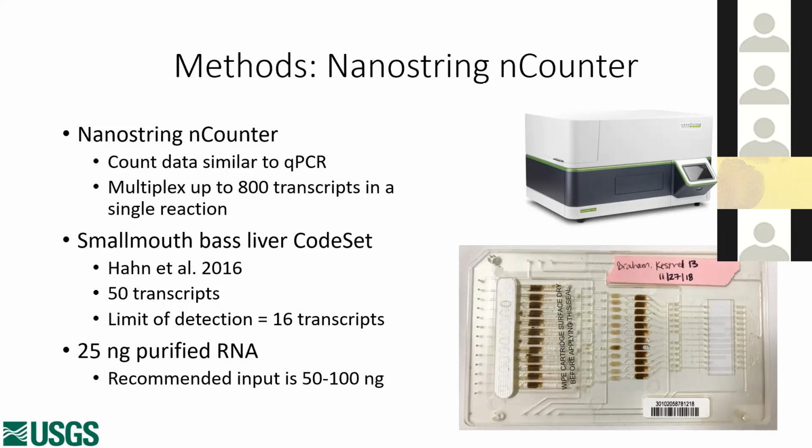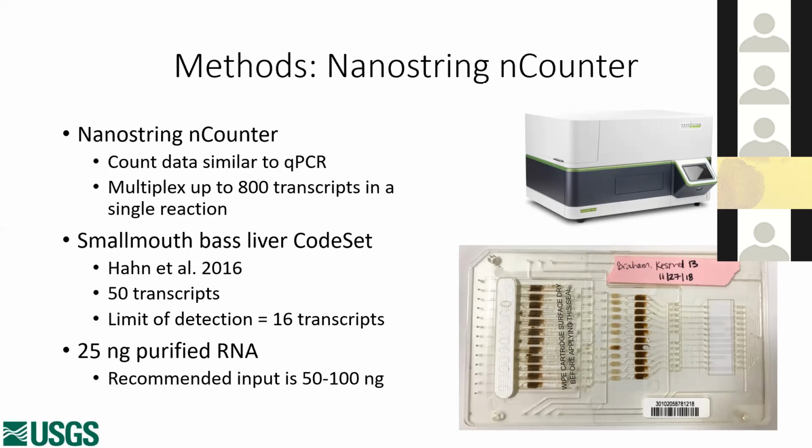Our smallmouth bass liver code set was developed in a publication by Hahn et al. 2016. It consists of 50 transcripts that are relevant to reproduction, immune function, contaminant metabolism, and it had a limit of detection of 16 transcripts. I only used 25 nanograms of purified RNA for every sample, including the controls. The recommended input amount that NanoString recommends is 50 to 100 nanograms.